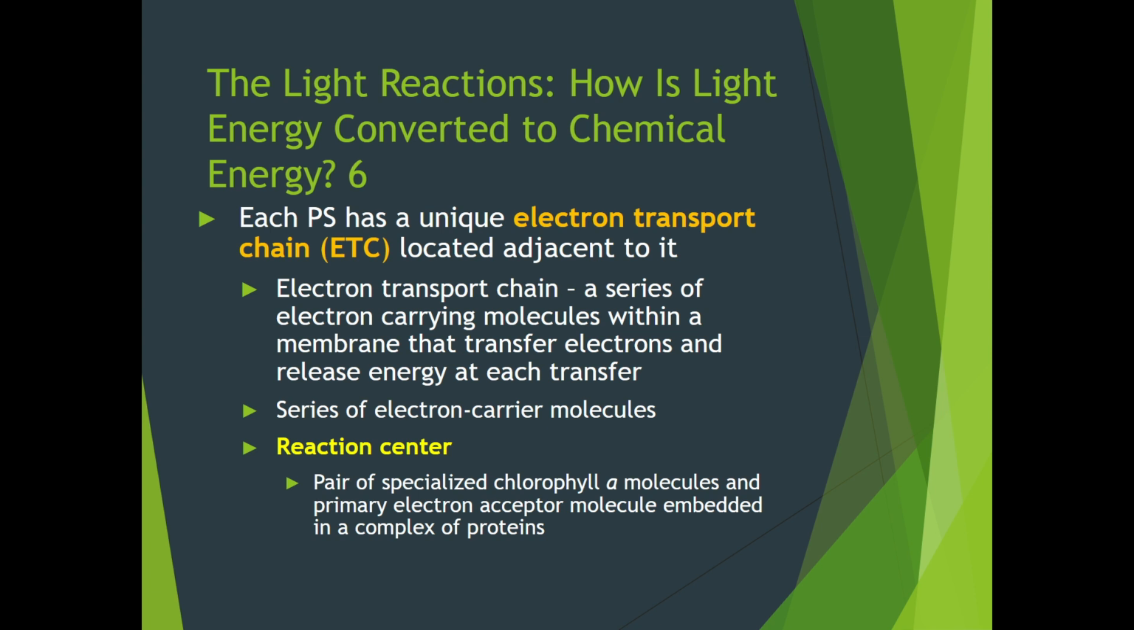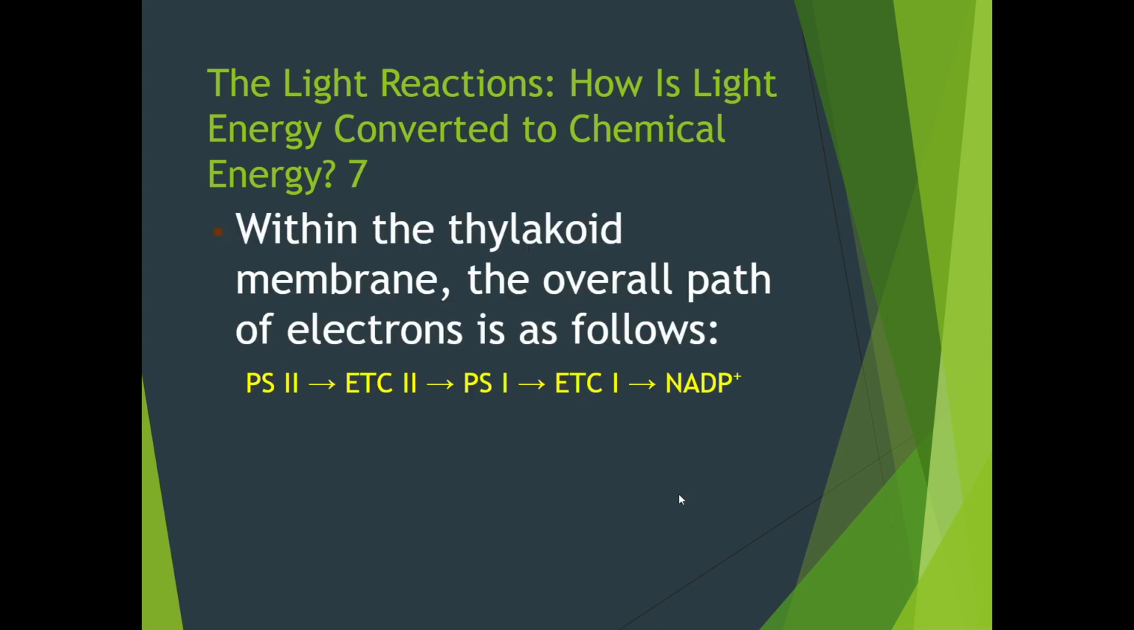So this is a series of electron carrier molecules, and they have reaction centers that will help transfer this high energy from sunlight. There's also a pair of specialized chlorophyll A molecules and a primary electron acceptor molecule embedded in this complex of proteins. So within the thylakoid membrane, the overall path of electrons is as follows.